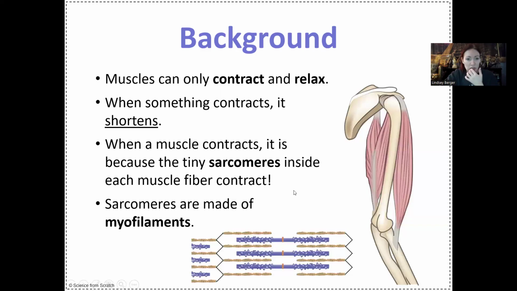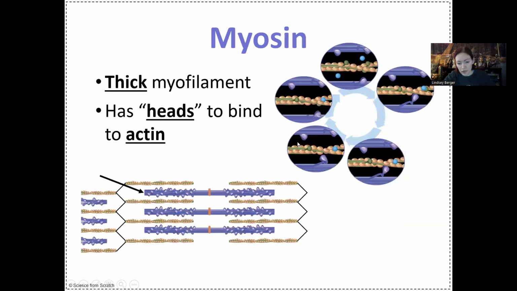All right, so sarcomeres are made of myofilaments. We kind of talked about that a little bit in one of the previous notes. I don't remember which one. So myosin, we've talked a little bit about myosin. This is the thick myofilament. It has what we call these little heads, kind of these little nubby things. They bind to actin. So myosin binds to actin, okay?